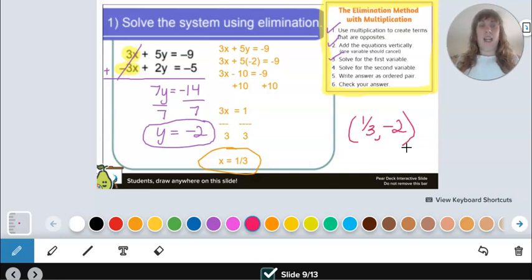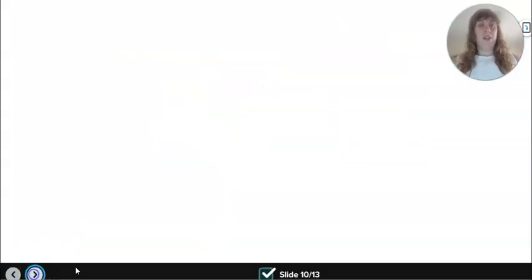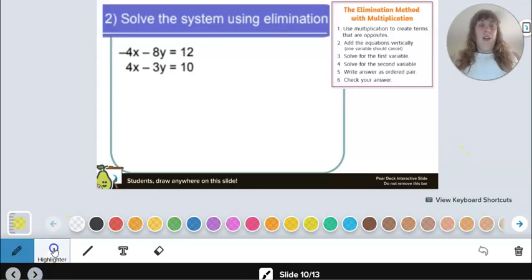Push ahead to slide 10 when you're ready. Take your time, get all the notes that you need. At this point, we already have terms that are opposite, right, we see this negative 4x and this positive 4x, so we can get right to adding.